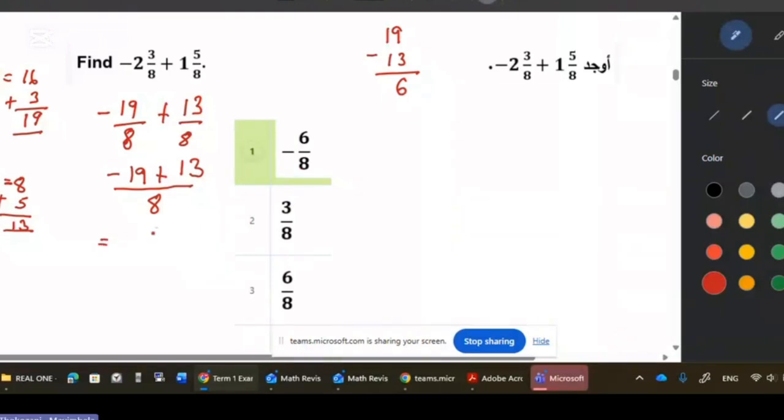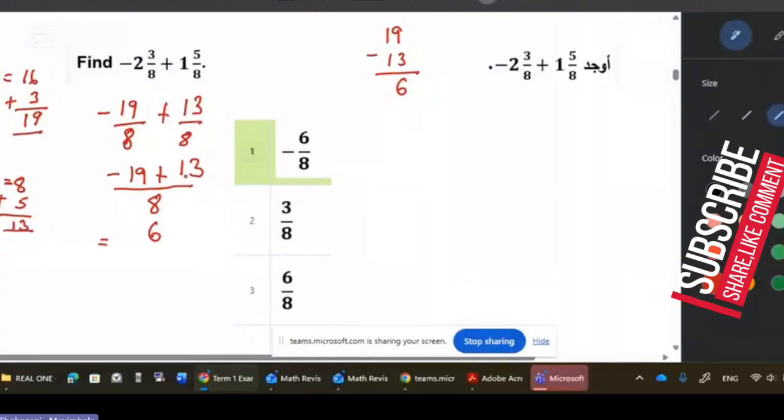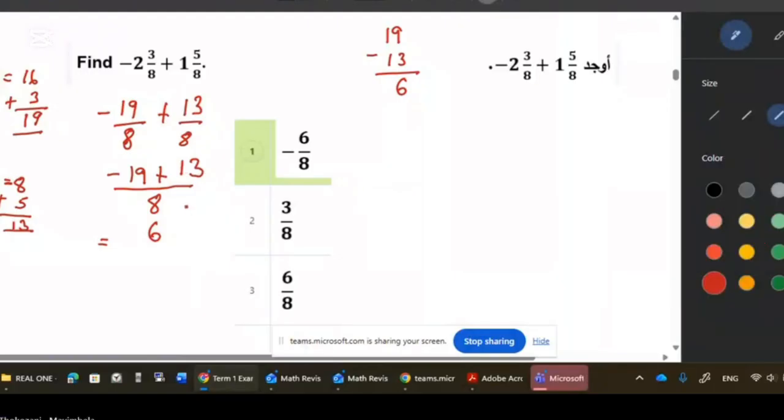So now we have 6. Which number is bigger, 19 or 13? 13, because the negative 19 is negative, so the positive is bigger.